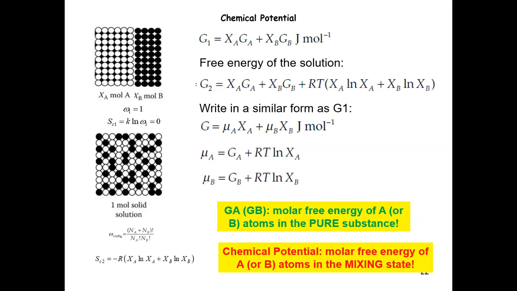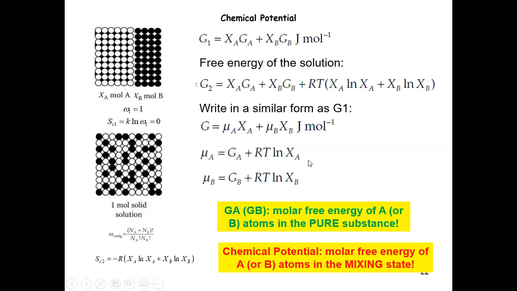So this means that when you mix A and B atoms together, the molar free energy changes by this particular term compared to their pure state. And in this particular example of ideal solution, because mixing reduces the overall free energy of the system, therefore mixing also reduces the molar free energy of both A and B atoms in the mixing state. So this means that mixing reduces the chemical potential in this particular system. So that's a very interesting way of understanding chemical potential.